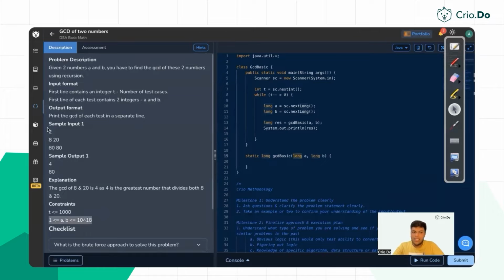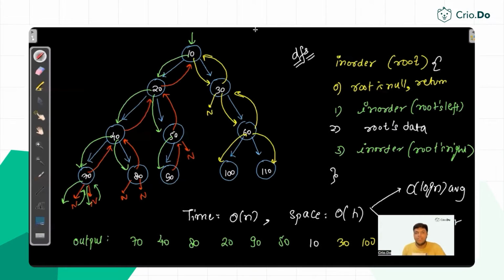For now, let's just see the sample input and output, and then we will also discuss various more corner cases. If there are two numbers, 8 and 20, what will be the GCD of 8 and 20? It will be 4. What will be the GCD of 80 and 80? It will be 80 only. So if I copy the test case, the GCD of 8 and 20, the output is 4. The GCD of 80 and 80 is nothing but 80.